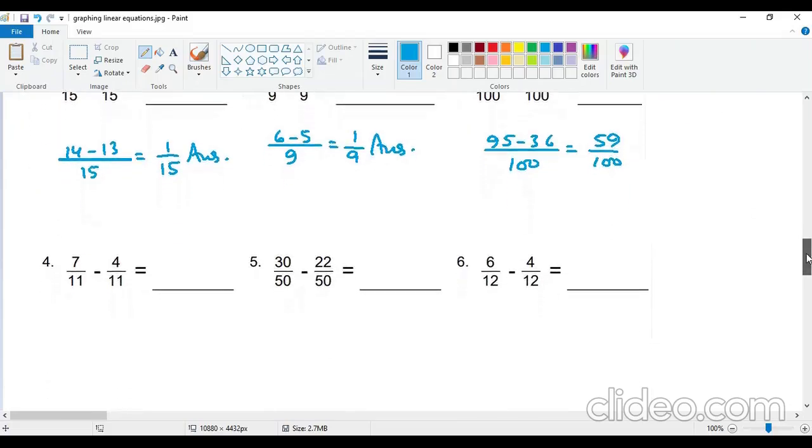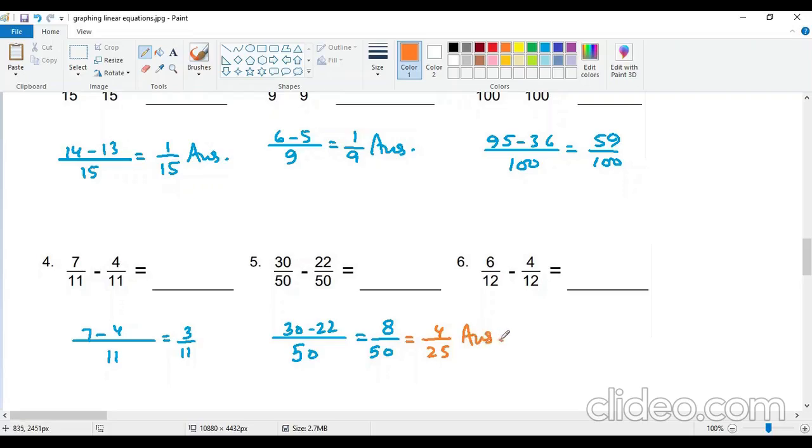Next, question number 4, make a straight line and make 11. 7 minus 4 is going to give us 3 over 11. Since this is a proper fraction, we cannot do anything further. Making a straight line, you write a 50, and 30 minus 22 is going to give us 8 over 50, and you can see both the numbers are divisible by 2, so we write 25 over 4, and that's going to be our final answer.